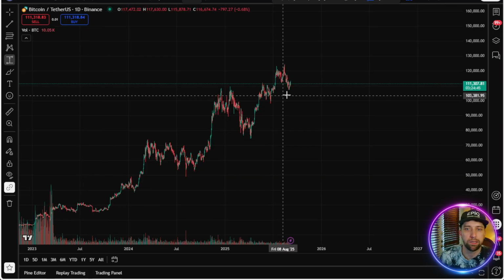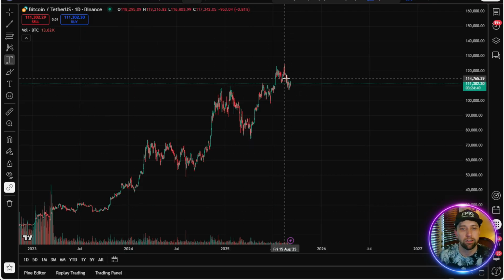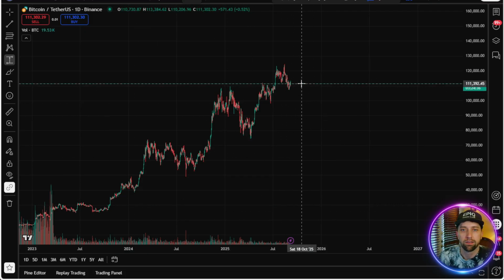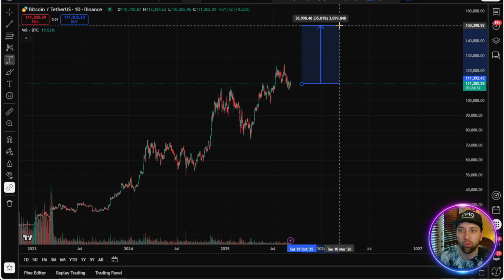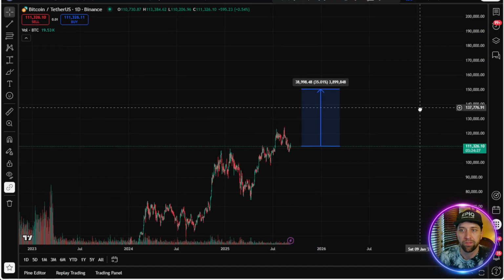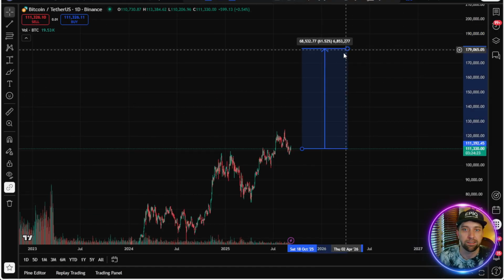So in the sense of this being overbought, as you can see, there's a lot more buyers, which means that price is a lot higher and shows a lot more downside risk. If this wanted to test the all-time high, that's about an 11% move. If Bitcoin wanted to go up to 150%, that's going to be about a 35% move. And let's say Bitcoin wants to go up to 180,000, that's going to be about a 61% move.